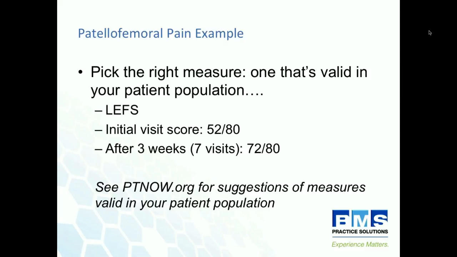For those of you who feel like you need some help with that, I can refer you to ptnow.org. This is a website that's put up by APTA, and the input to that website is from the different clinical sections of APTA, where they're going to talk about suggestions of measures that are valid in patient populations represented by those clinical sections. So that could be very helpful to you in identifying either physical performance tests or patient surveys, which will be effective at measuring your patient's functional level.